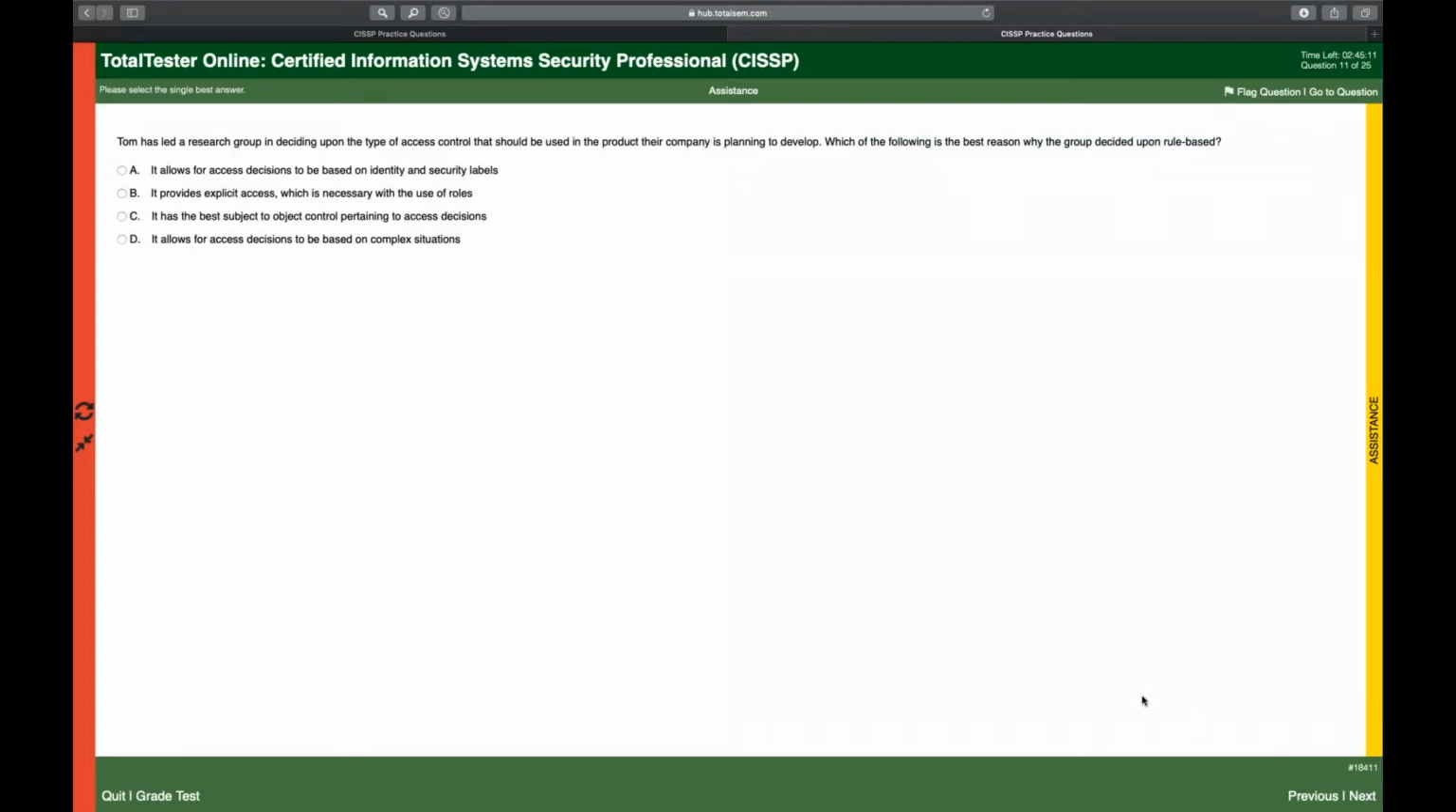Number 11, Tom has led a research group in deciding upon the type of access control that should be used in the product their company is planning to develop. Which of the following is the best reason why the group decided upon rule-based? We've seen this one before.